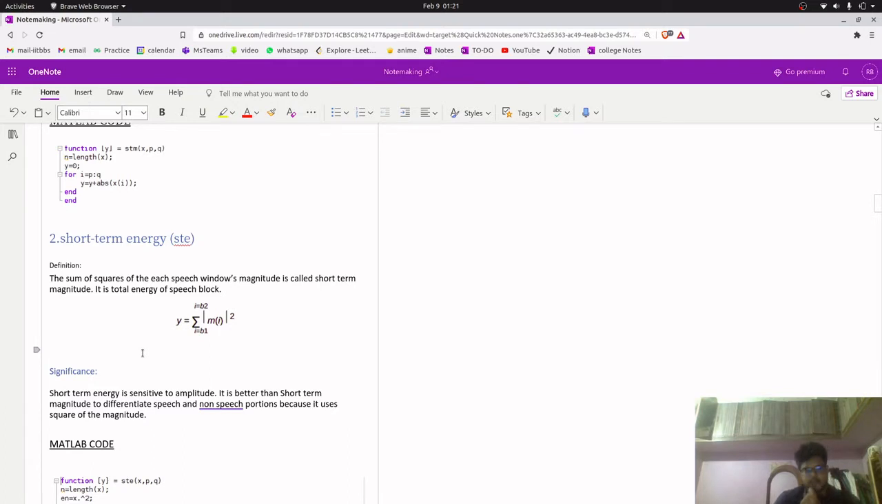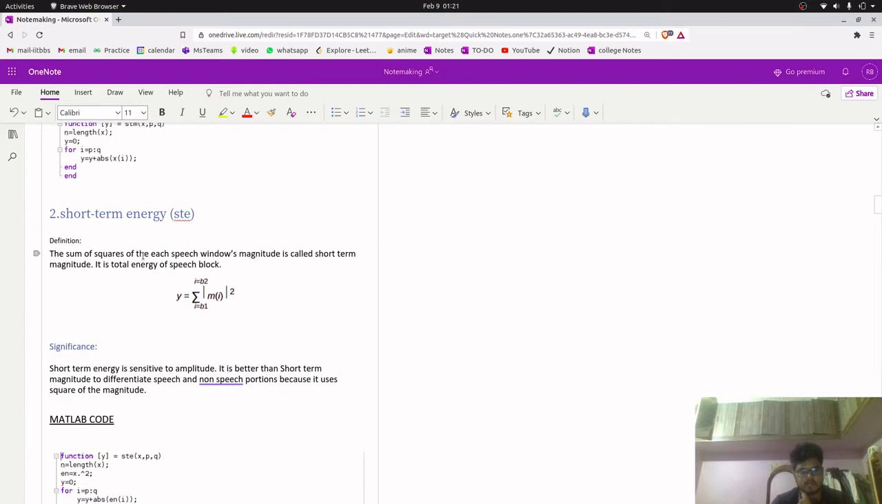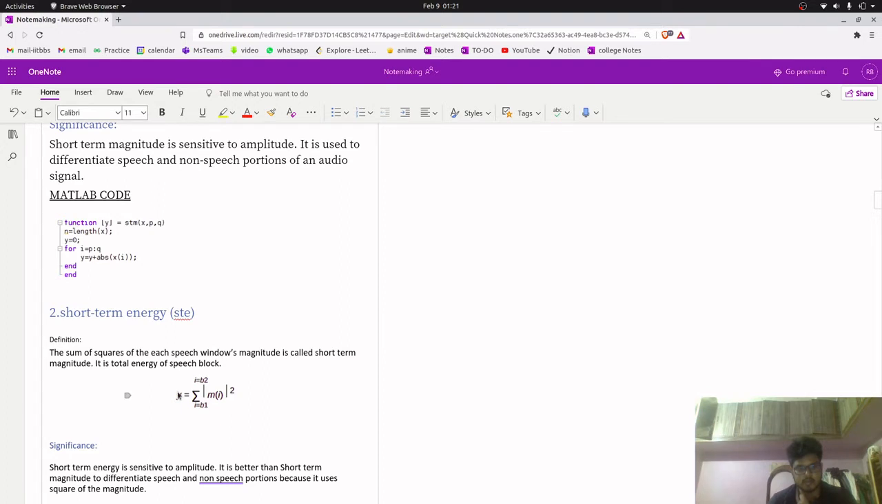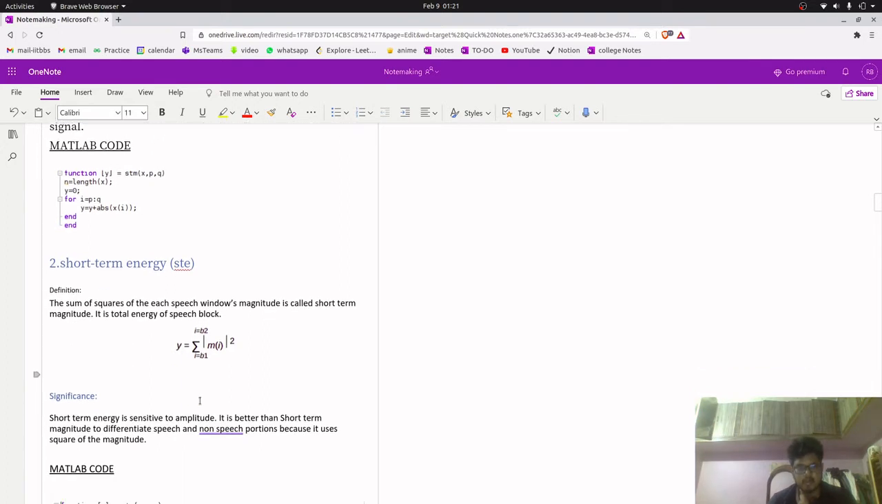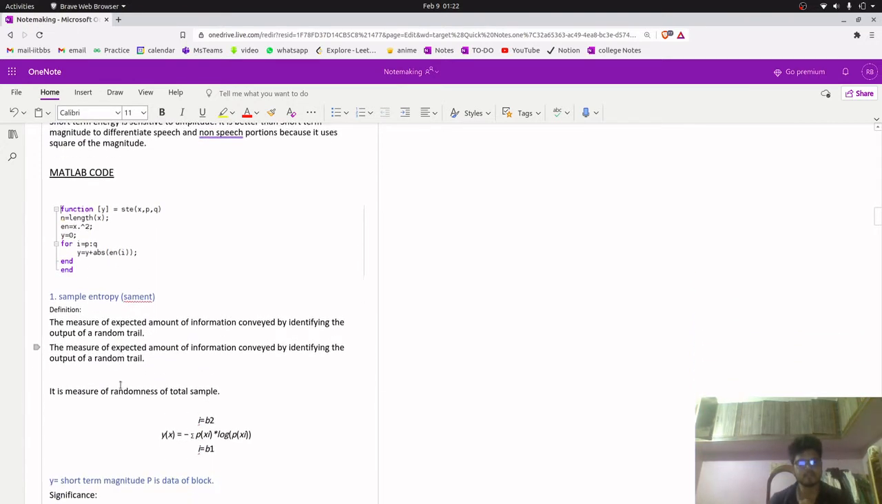Now come to the second function, that is short-term energy, STE. The short-term energy definition is also very simple. That is the sum of the squares of each window's magnitude, and the total energy of the speech block. We can calculate it by taking the absolute value of each xi and then squaring it and adding it to y, and then returning the y to the main branch. The code is also very simple.